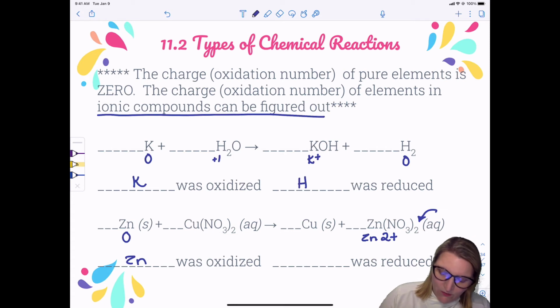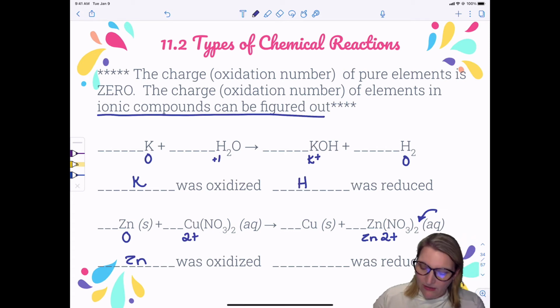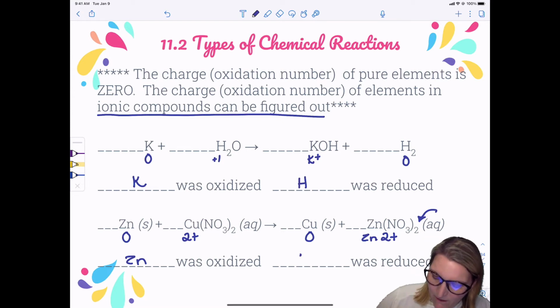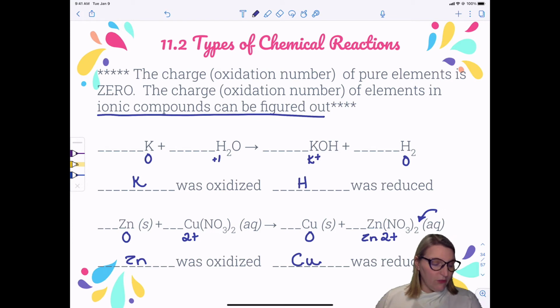Copper goes from being 2 plus on this side to 0 on that side. So how does it go from being positive to 0? It must have gained electrons. And so that means that the copper was reduced.